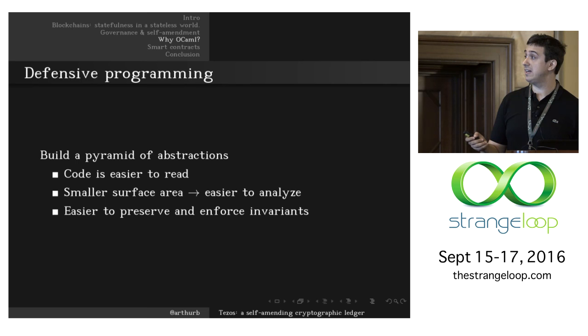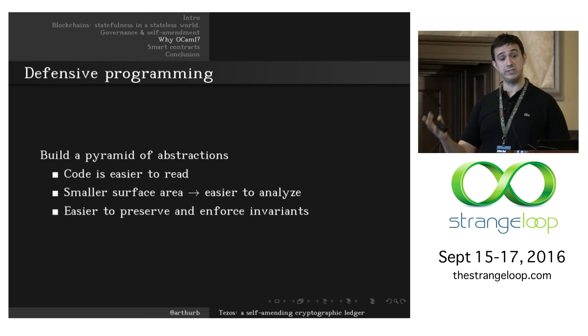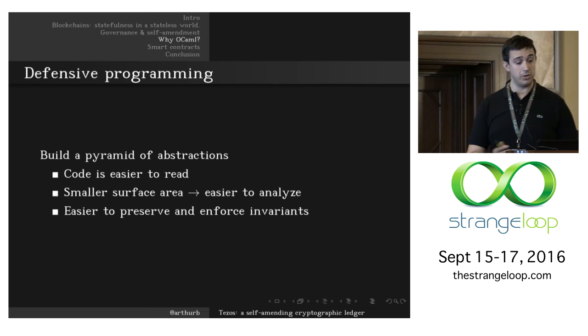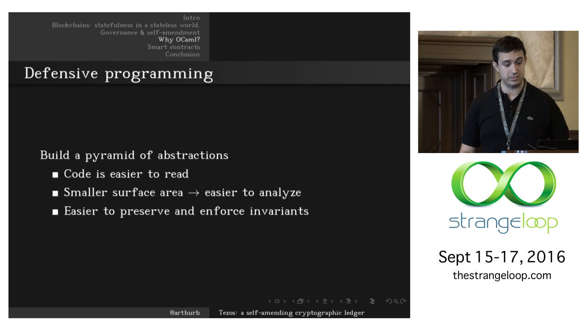And part of the reason was that we were building this with a small team. We were building it from scratch. It is really hard to ensure that you're not making bugs when you're writing something like this. And so we wanted to have a style of programming where we could be very confident in the safety of the code.